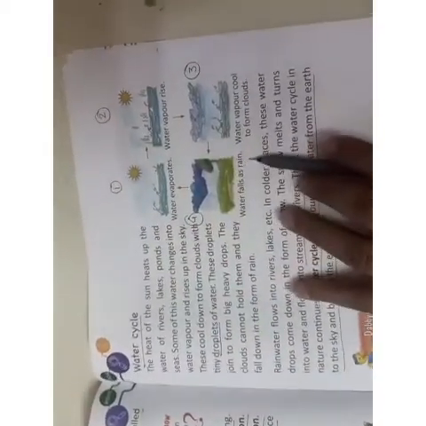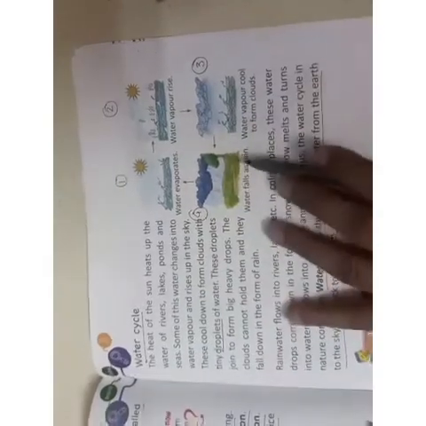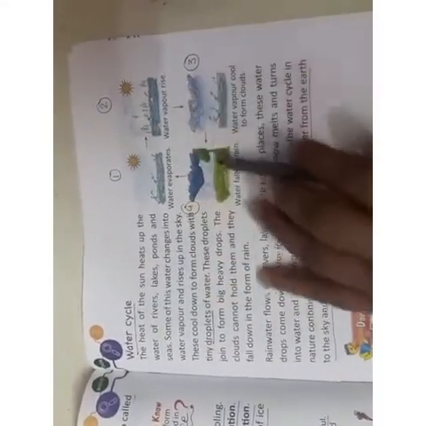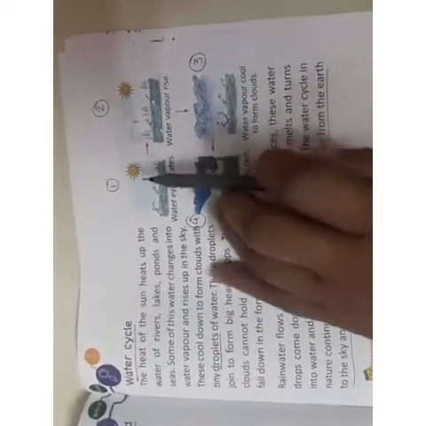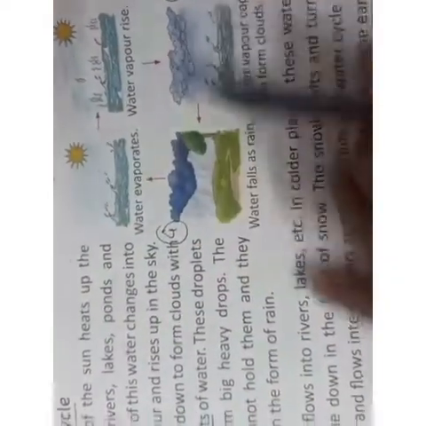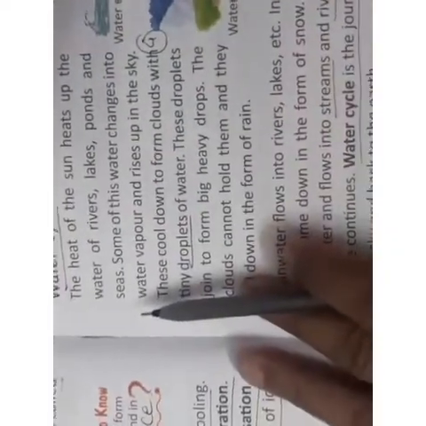Water cycle. Now you can see here these are the four pictures, 1, 2, 3 and 4. I have written the numbers also so that you can easily know which picture comes after which. Arrows are already marked here, but to make it easy I have shown 1, 2, 3 and 4. Now first we'll read it.